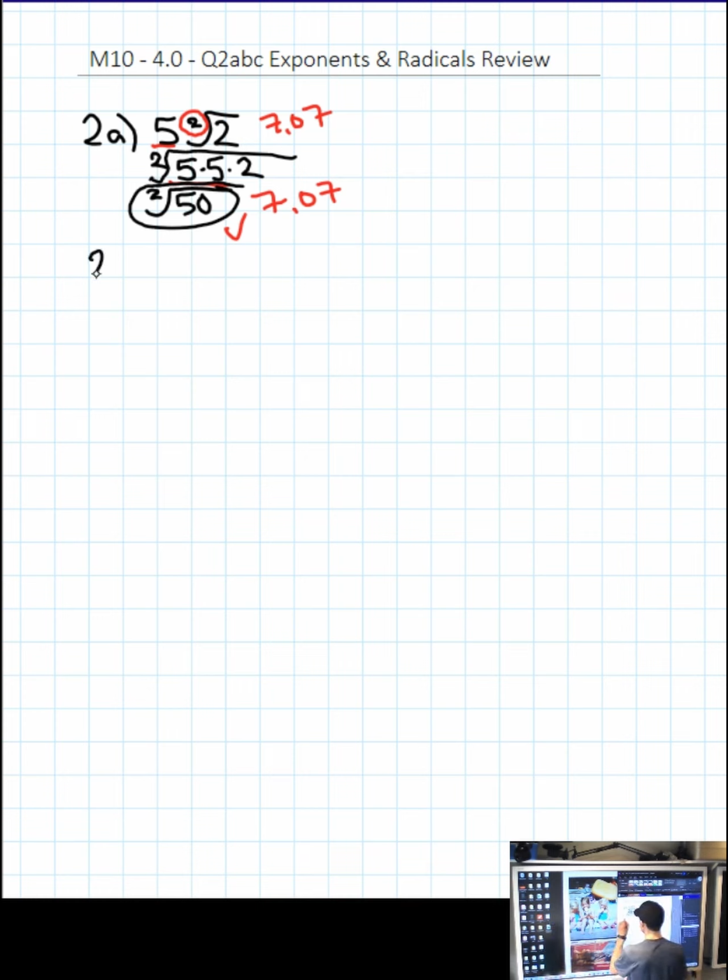Okay, 2b. So we have -3x square root of 7x. So be very careful with these, because this tiny little 2, not to be confused with x squared, is the square root of 7x. Let me extend that root a little bit. So be very careful with that.